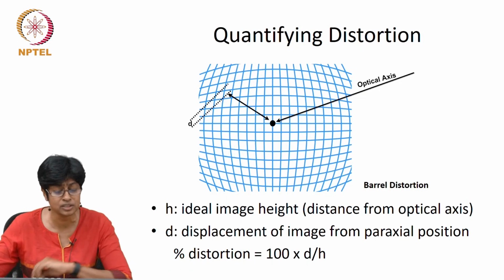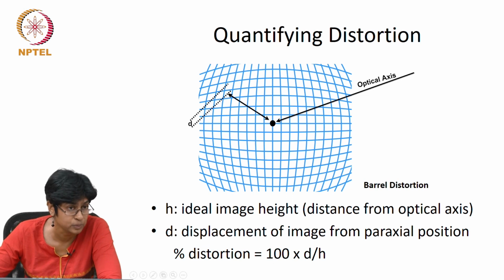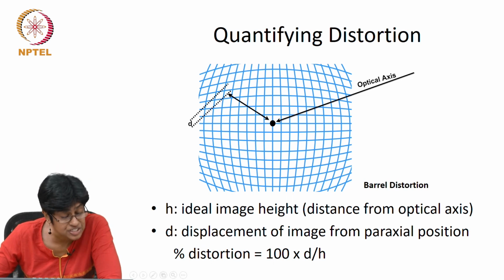How do you quantify distortion? Well, let us say this is the optical axis, and a point should have lain at some position. This is the ideal paraxial point, the image, but instead of lying here, it lies a distance d away. So the ideal distance from the optical axis, if you said that was h, and the extra distance is d, then we call distortion just the ratio d by h, and it's a percentage, so it's d by h into 100.